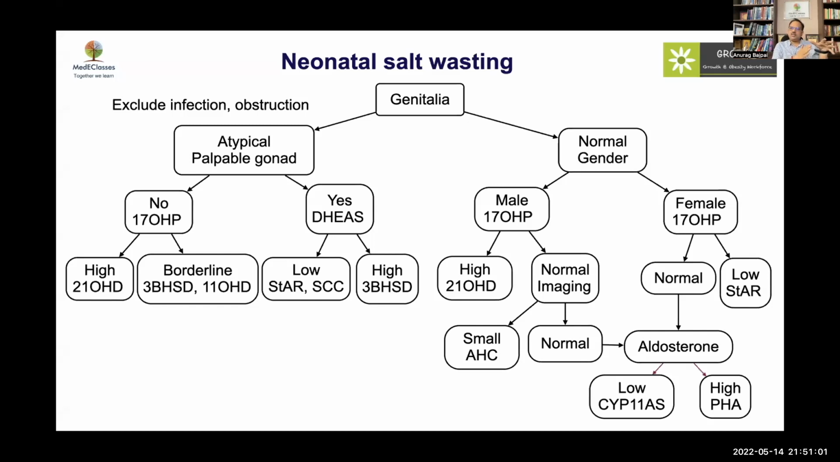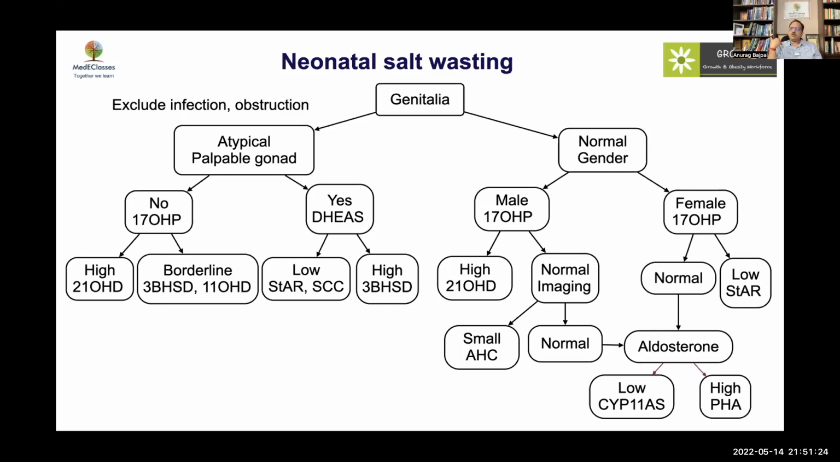If you have abnormal genitalia in a XX, it's typically 21-hydroxylase deficiency, rarely 11 and 3-beta. If it's a XY-DSD, then start thinking of rarer proximal defects. If genitalia is normal in a male, rule out 21-hydroxylase deficiency and then adrenal hypoplasia congenita. In a female, do 17-OHP. If everything is normal, look at renin and aldosterone.